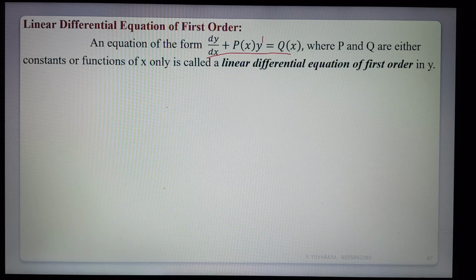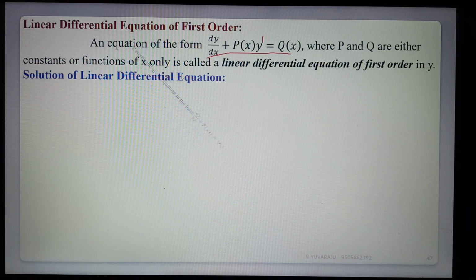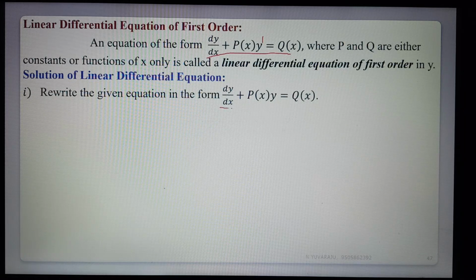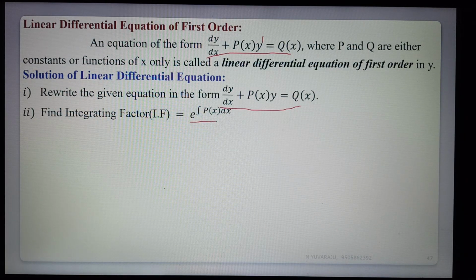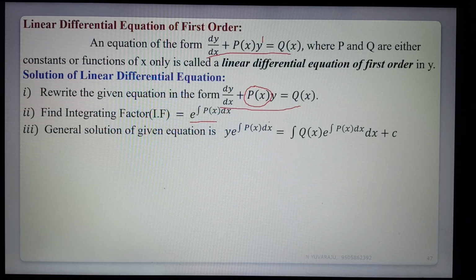P and q are functions of x or constants. Now this is called a first order linear differential equation, and its solution is given by, first of all, write the given equation in the general form dy by dx plus py is equal to q of x. Next, find the integrating factor. The integrating factor is e power integration of p of x dx. In the given equation, this is the p term. So the general solution is y into e power integration of p dx is equal to integration of q of x into e power integration of p of x dx into dx plus c, where c is the arbitrary constant.